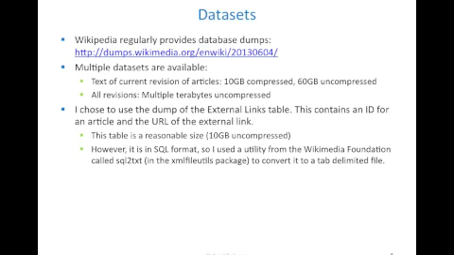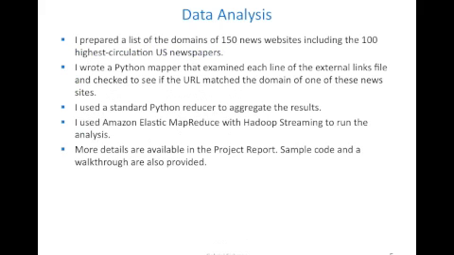An external link is a link from a Wikipedia article to some other website. This is a table that has one column which has the IDs, the primary key IDs for the articles, and then it has another column which has a URL. This is a bit more of a reasonable size to work with. It's about 10 gigabytes. However, it's in SQL format, so I had to use a utility from the Wikimedia Foundation to convert it into a tab delimited file with one URL on each line.